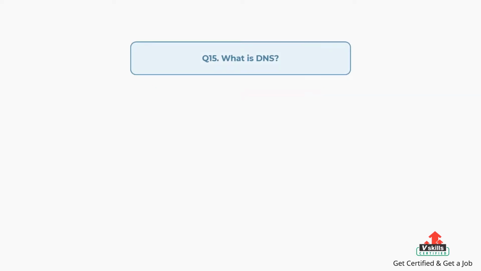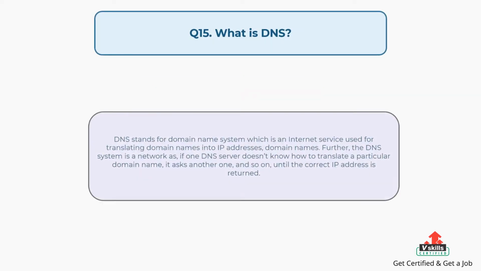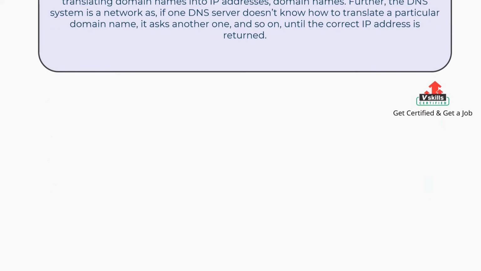Question number 15. What is DNS? The answer is DNS stands for Domain Name System, which is an internet service used for translating domain names into IP addresses. Further, the DNS system is a network. If one DNS server doesn't know how to translate a particular domain name, it asks another one, and so on, until the correct IP address is returned.